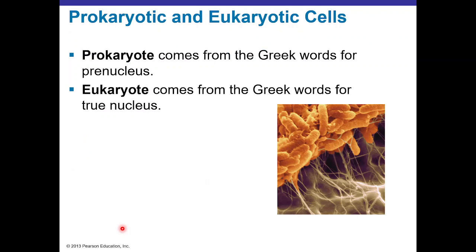So just to have a little introduction about what prokaryote and eukaryote mean. Prokaryote is a word that comes from the Greek roots pro, which means pre or before, and karyos, which means nucleus. So basically, this word means before nucleus or pre-nucleus. Eukaryote comes from the Greek words eu, which means true, and karyos, which means nucleus. So in essence, the word eukaryote means true nucleus.